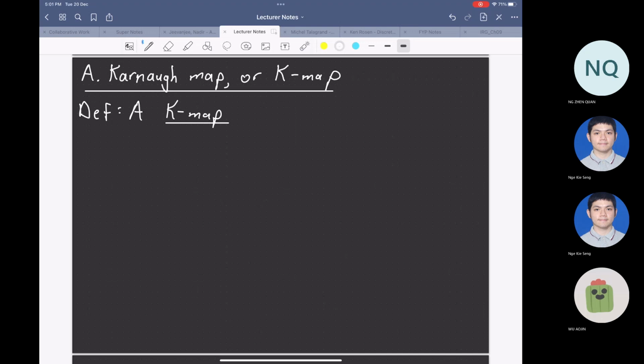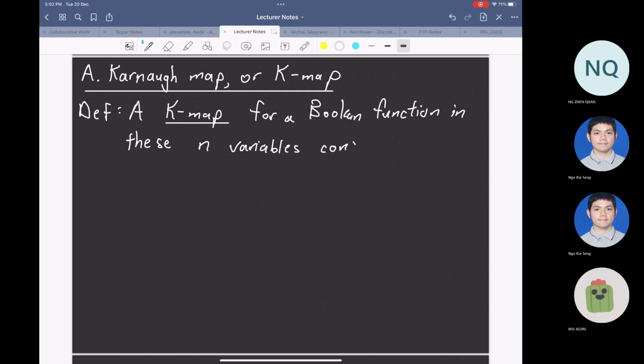A K-map for a Boolean function, a Boolean function is made out of a Boolean expression, in n variables consists of 2 to the power n cells. So for a Boolean function in n variables, you need to have 2 to the power n cells. And then what these cells do is you will put in one.